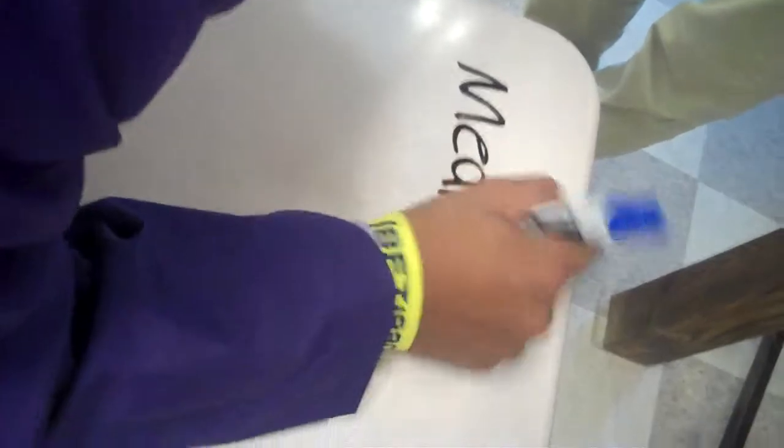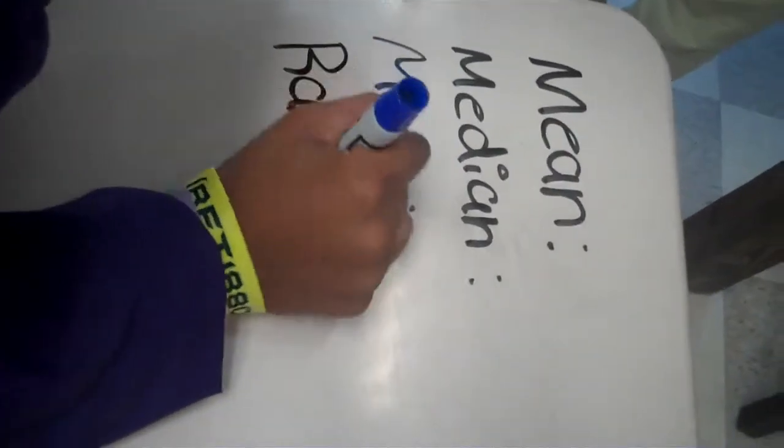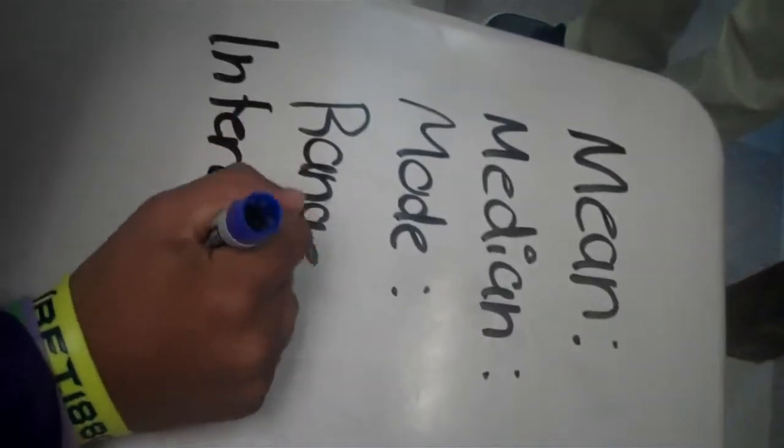So there are some things we're going to look at in regards to that. You have the mean, median, mode, range, interquartile range, and you have the MAD, mean absolute deviation. We're going to be going into depth with these processes, okay?